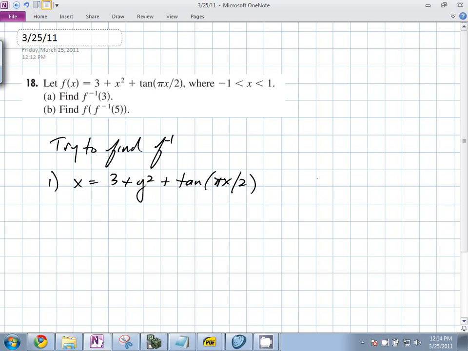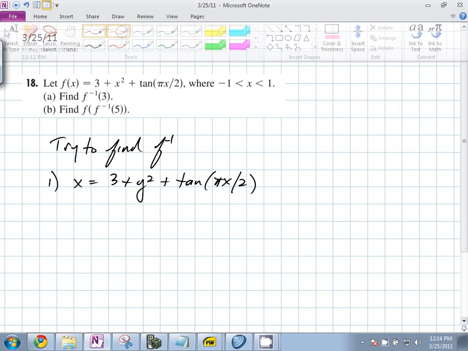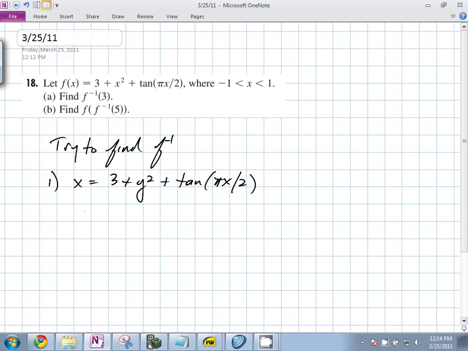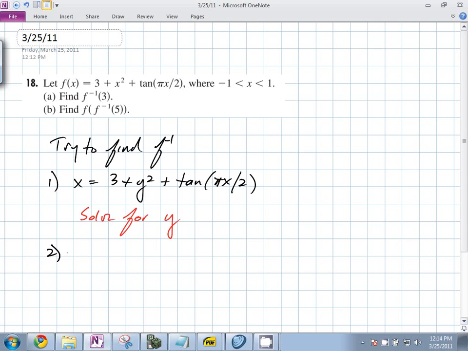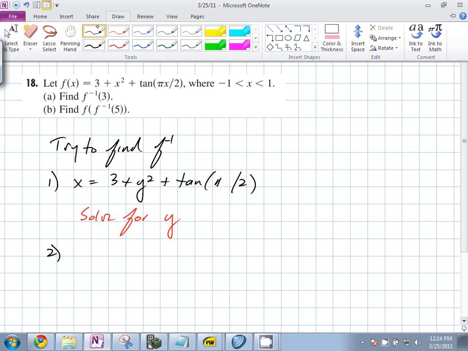So now, what do you want to be able to do? What's your goal now? What do you want to do next? Yeah, I see. Also the same thing. It's very good. Solve for y. That's what we want to do. What happens when you try to do that? Yeah, it's a y right there. It is a y.